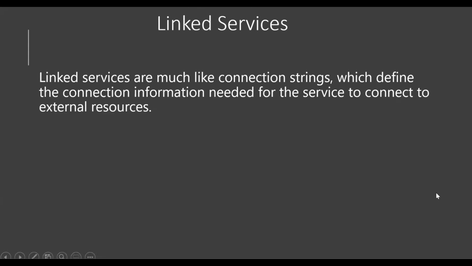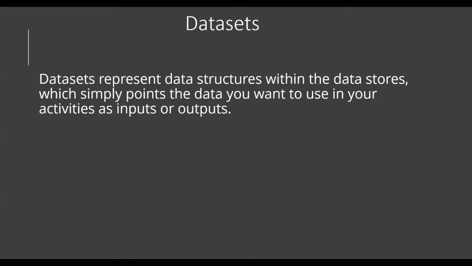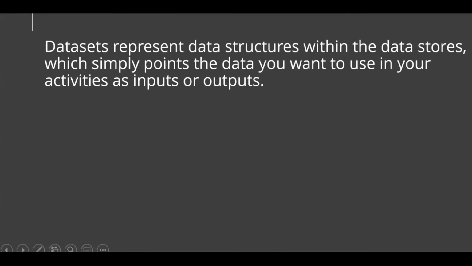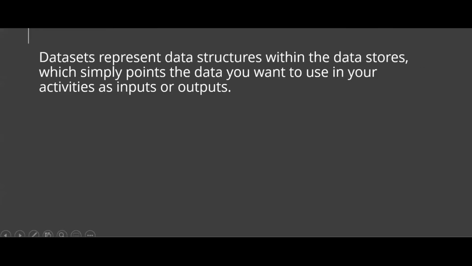Okay, so linked services, as I told, are much like a connection string, which defines the connection information needed for the service to connect to external resources. A dataset represents a data structure within a data store, which simply points to the data you want to use in your activities as an input or output. As I mentioned, we have to use it in both input as well as output. Now let's try to create the same in Azure Data Factory.